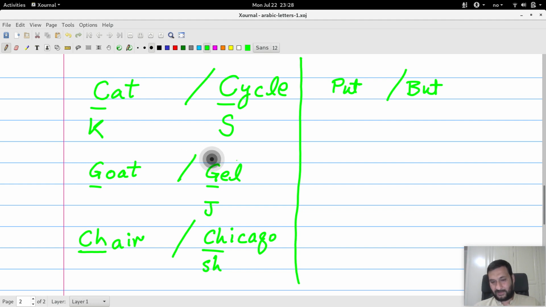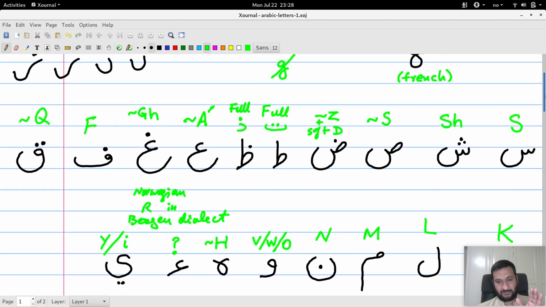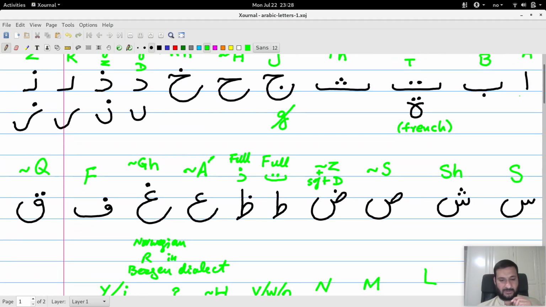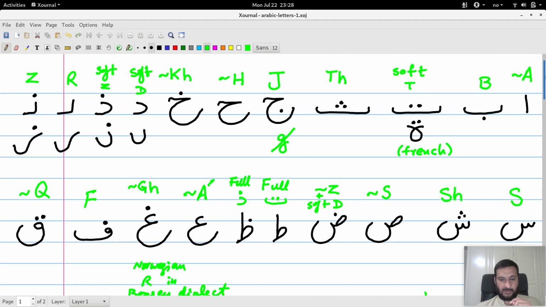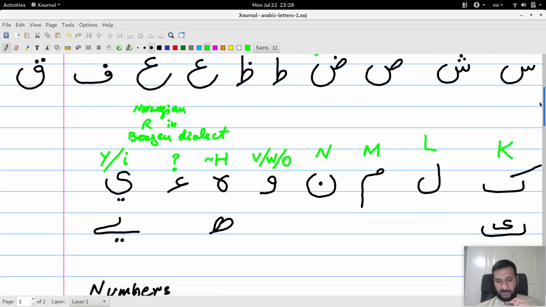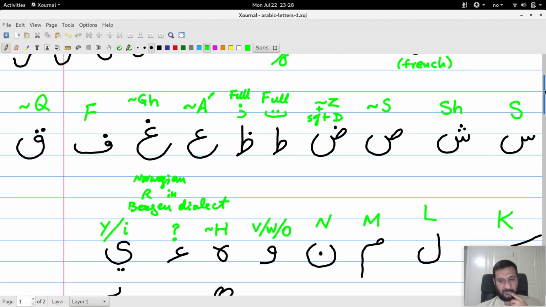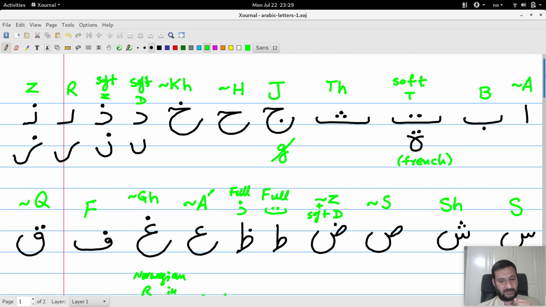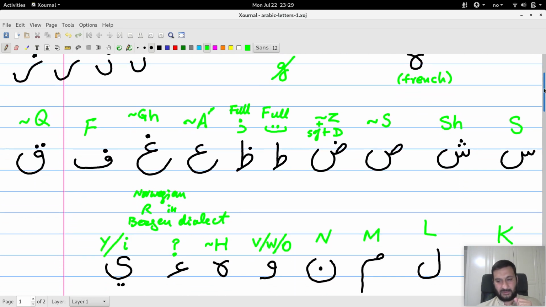And then comes the role of Y, which I've already covered. So in Arabic, whatever letters I showed you, they have their exact sounds and they will remain as those sounds. All right, so this was the small introduction to, or comparison between, English and Arabic letters.